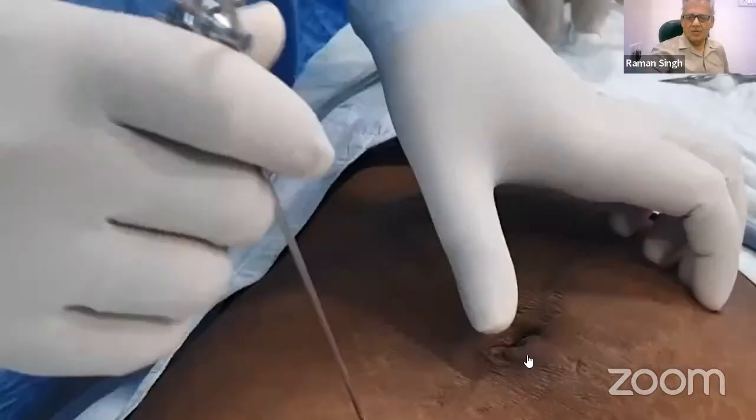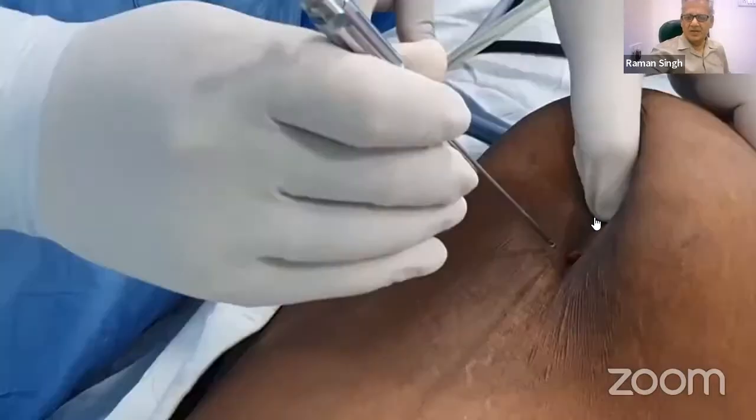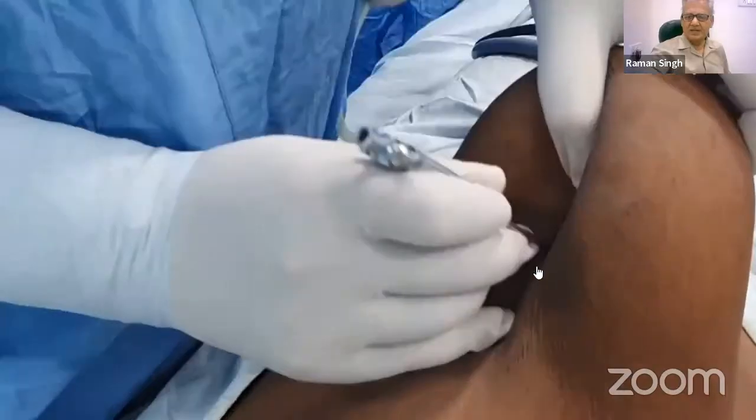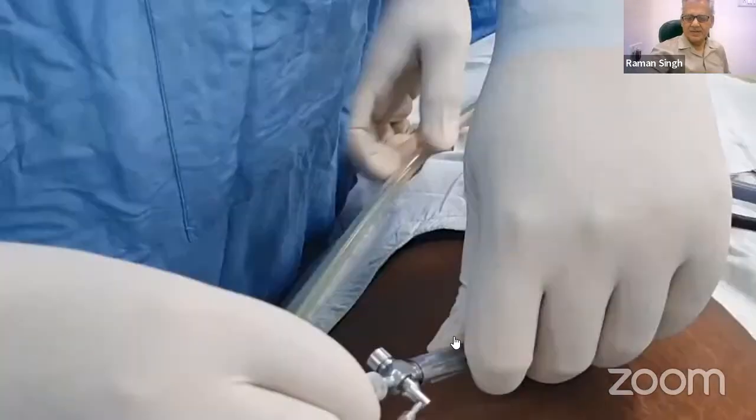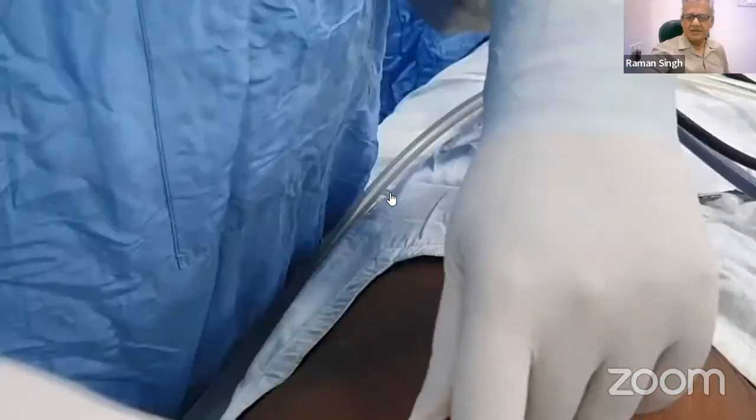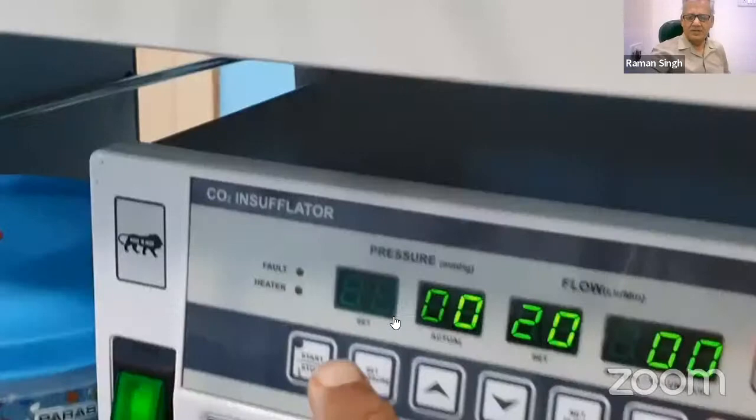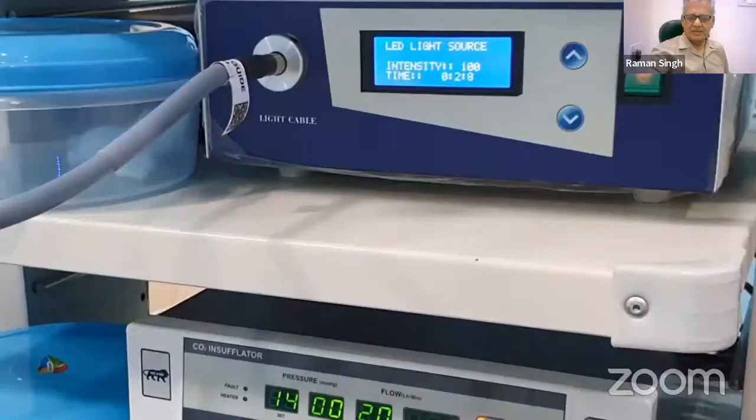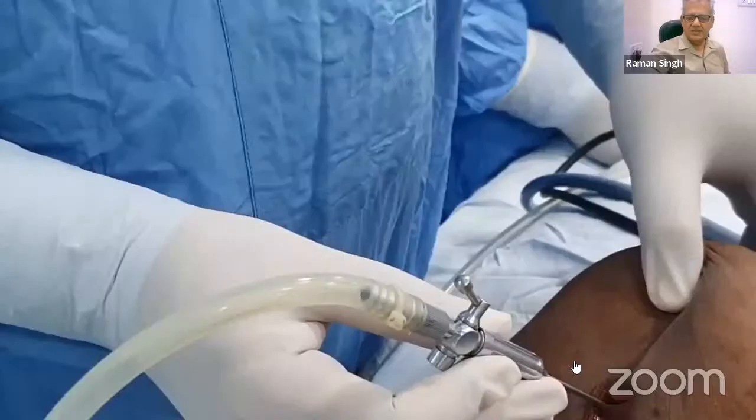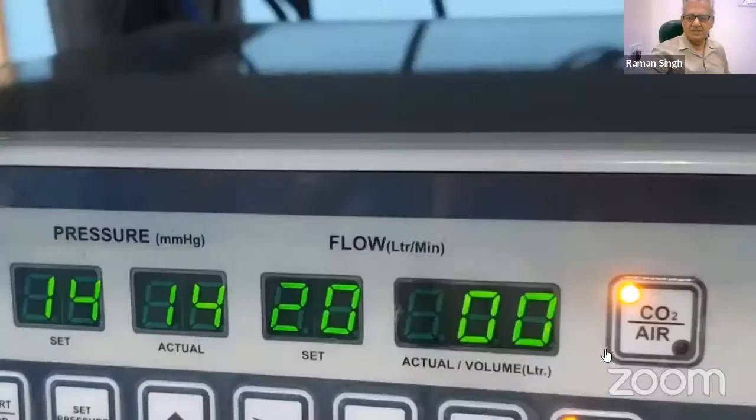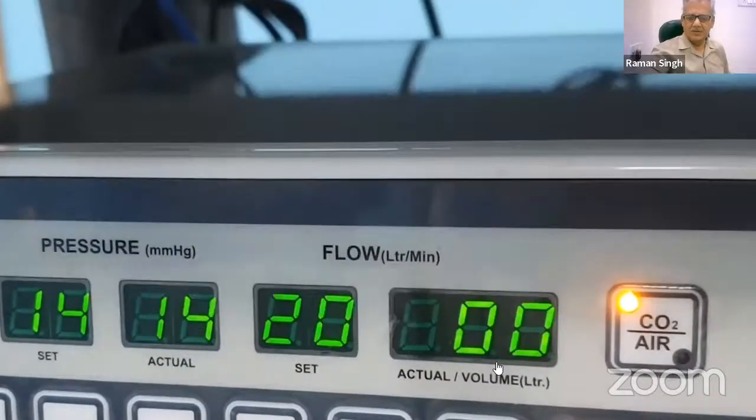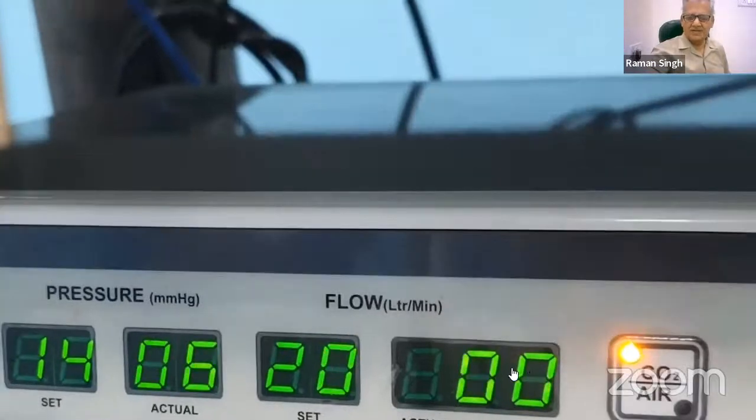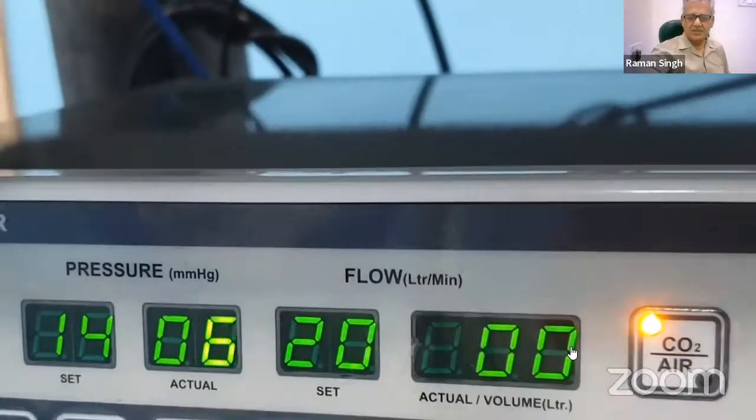He is making a nick just below the umbilicus, because above the umbilicus there is a scar. Now he introduced the needle inside and attached the needle with the pipe of the insufflator. And the gas is going inside the abdominal cavity. Here the abdomen is distended. About 2 liters of gas is passed into the abdominal cavity.